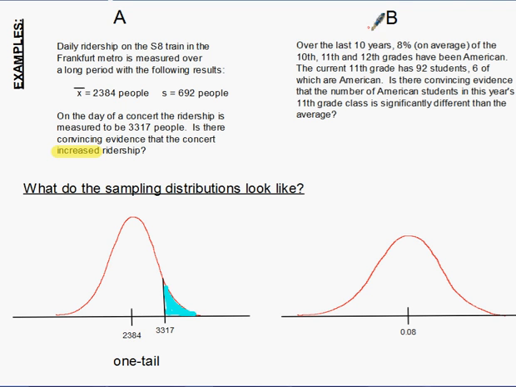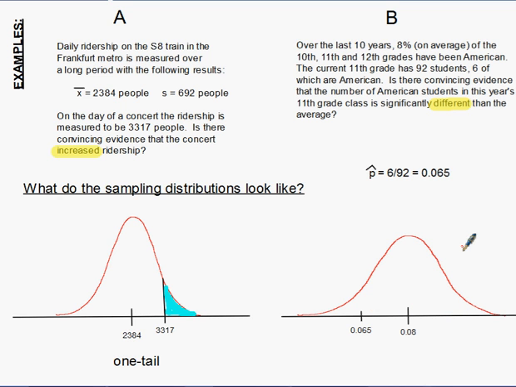Now notice up over here in example B, we have a different word. And we're asked, is the 11th grade class significantly different than the average? By different, it could be either greater or less. Now, if we calculate what the sample proportion is, it turns out to be 6.5%, which happens to be on the lower end, but again, our hypothesis doesn't conjecture one direction. So if this is due to random chance, it's just as probable below as it is above.